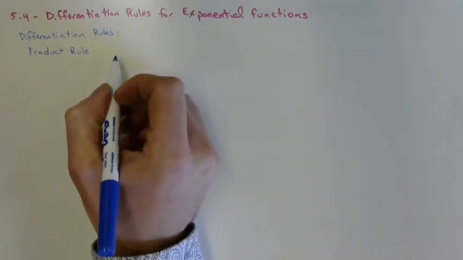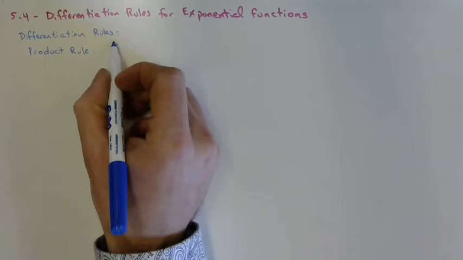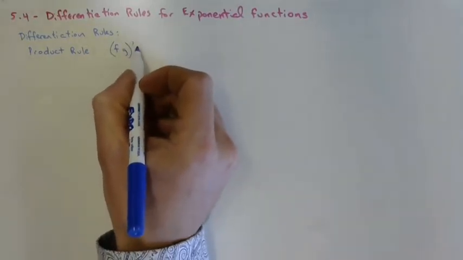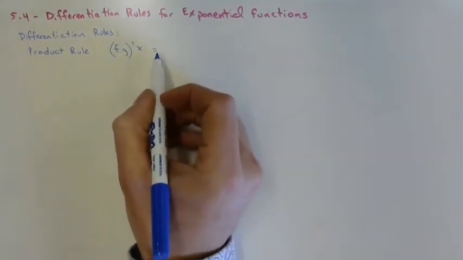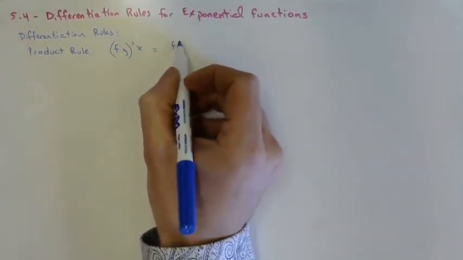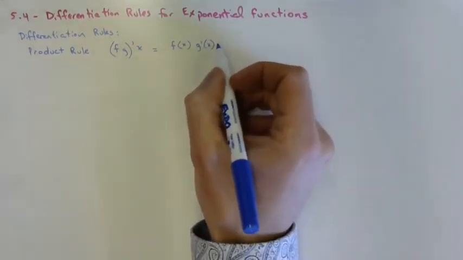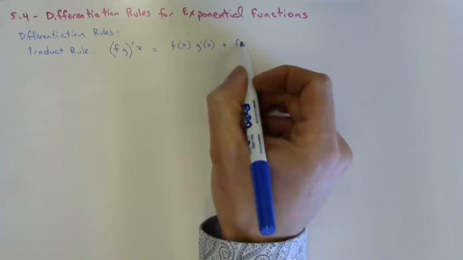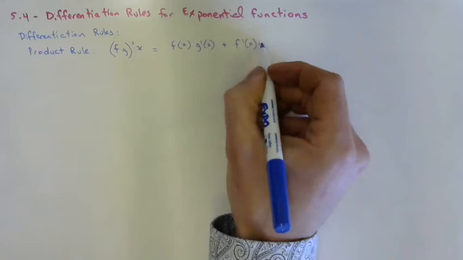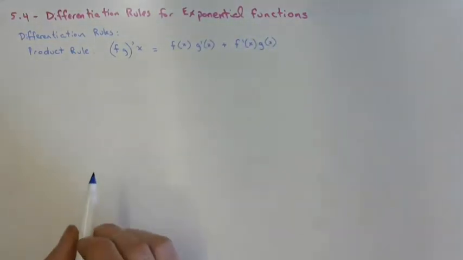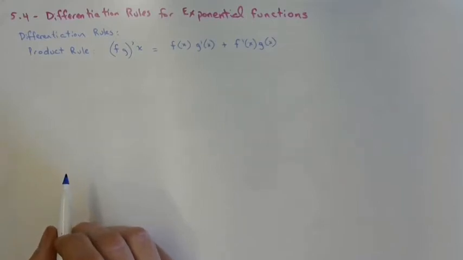Product rule. The product rule says that if we have a function that is the product of two functions, then the derivative of that function is the first function times the derivative of the second function plus the derivative of the first function times the second function. So derivative of the first times the second plus the first times the derivative of the second.